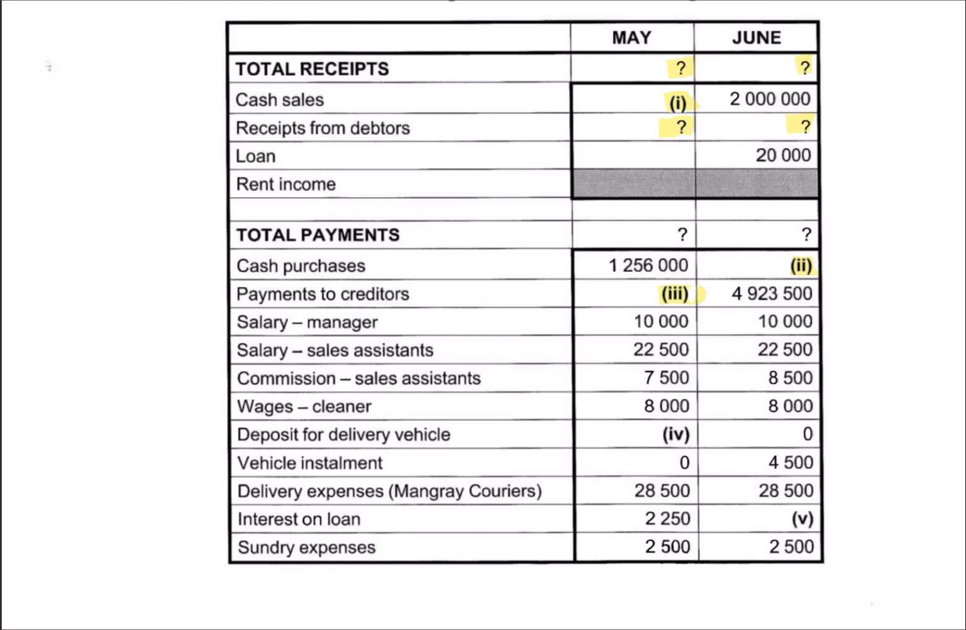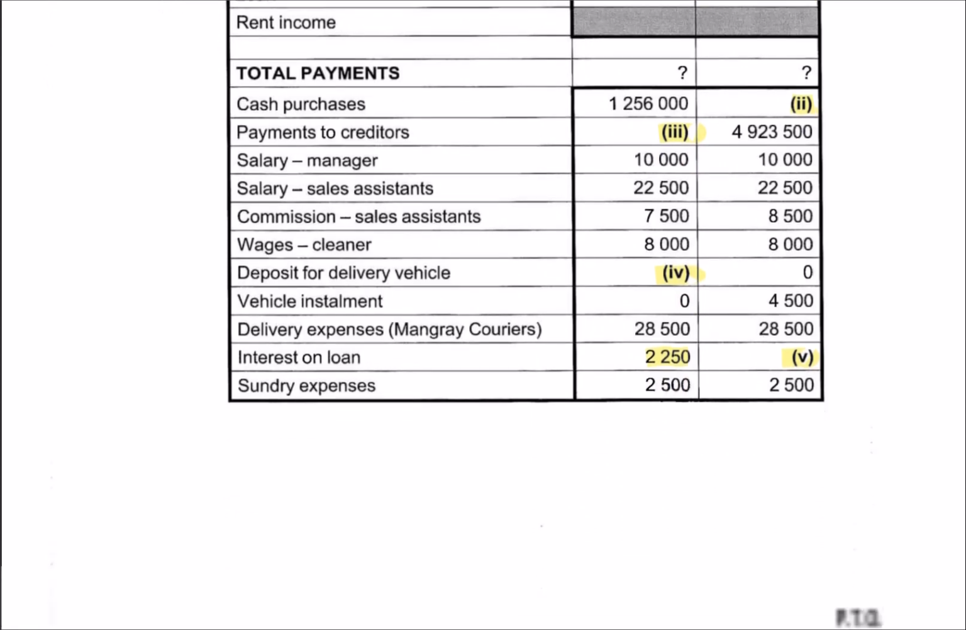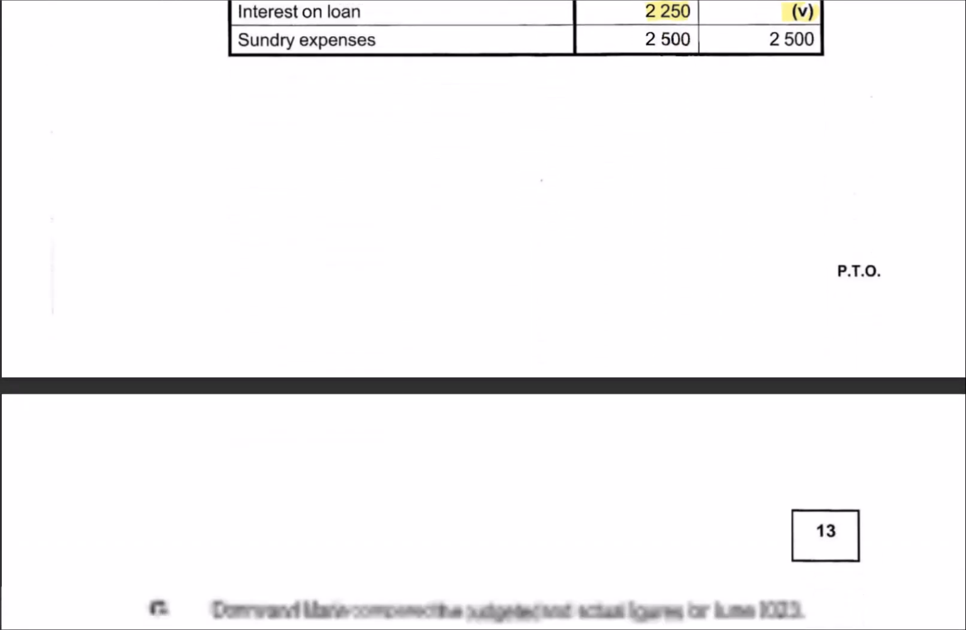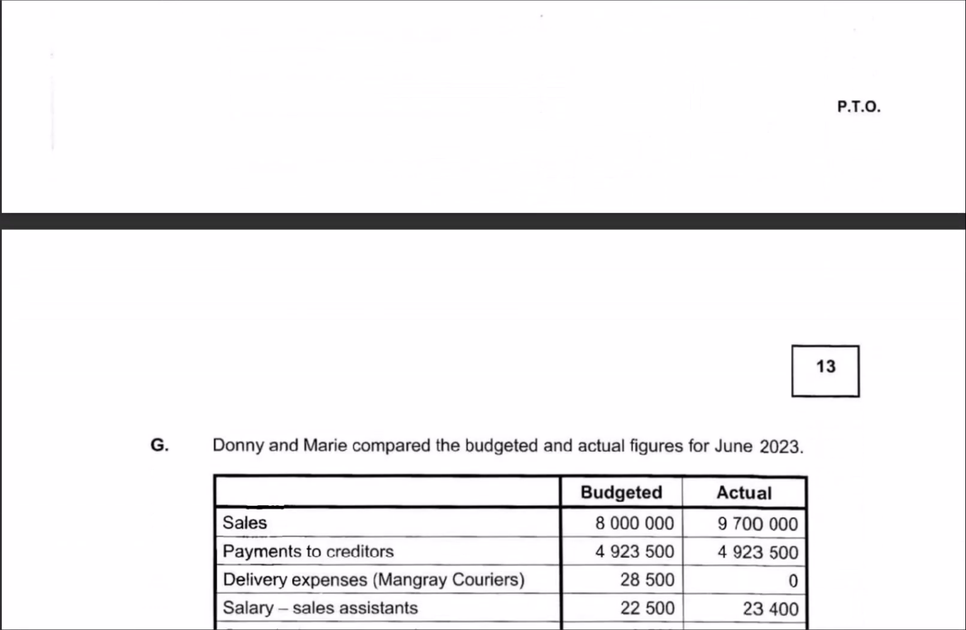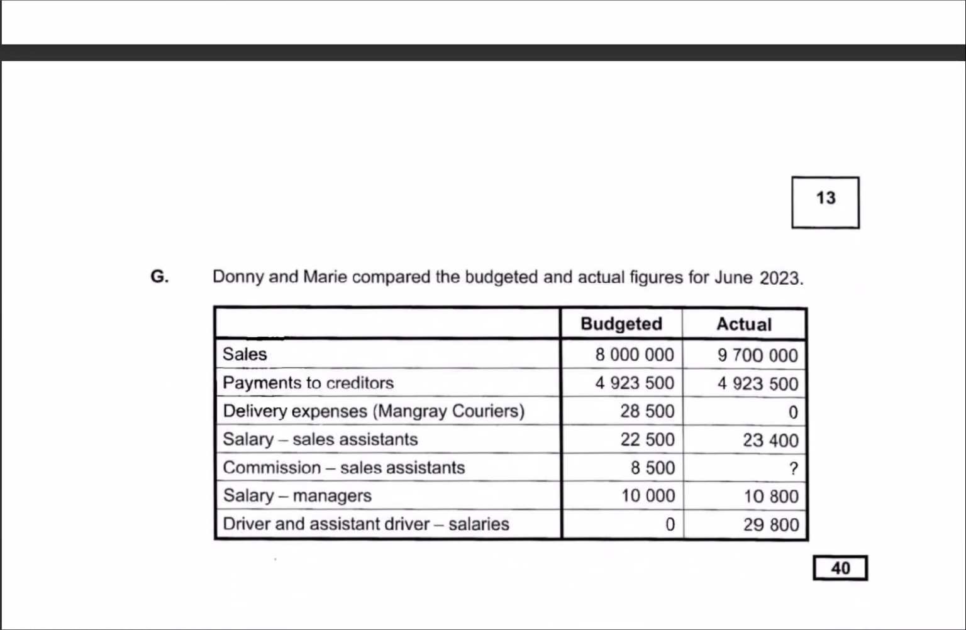So you need to calculate this deposit here. Then interest on loan: we need to calculate interest on loan for June. Then sundry expenses, we're not going to be calculating anything there. Then Don and Mary compare the budget and actual figures for June 2023.